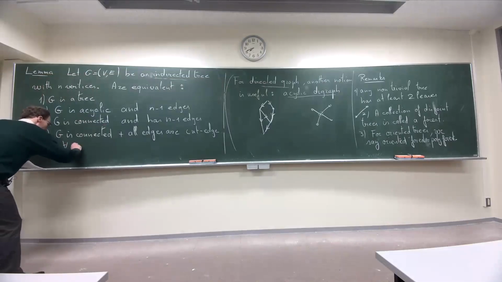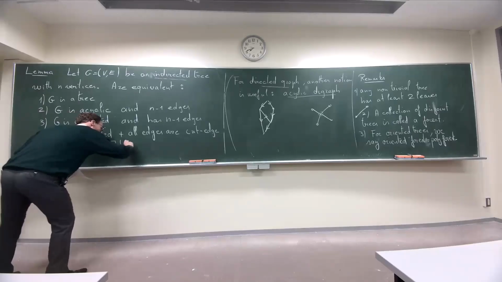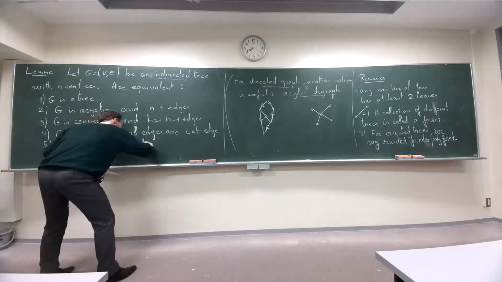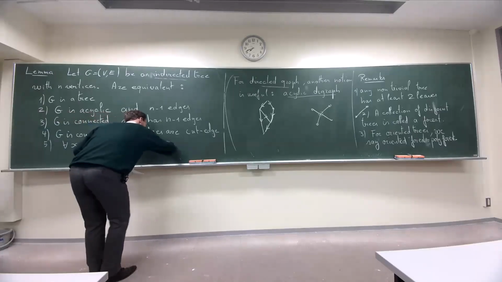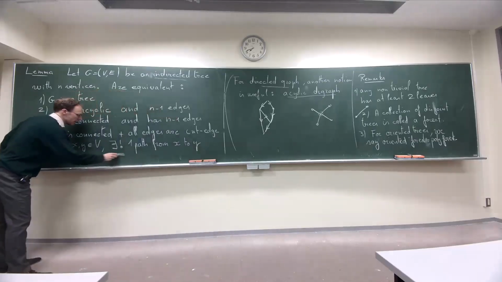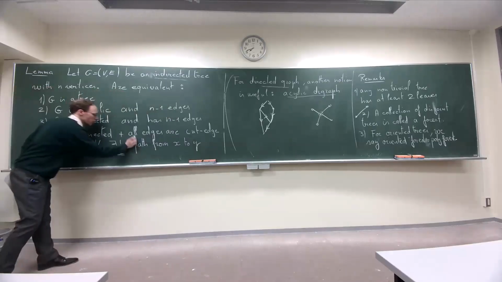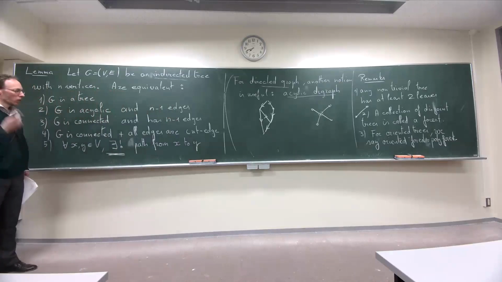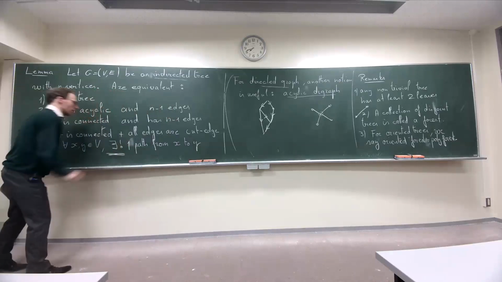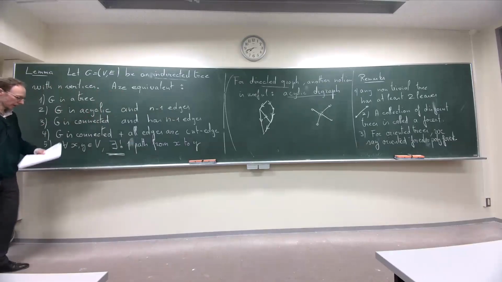Number 5: for any x, y inside V, there exists only one path from x to y. This sign means there exists only one, so I can remove this. There exists only one path between x and y. It's not oriented, so you can say from x to y or from y to x, or between x and y, the same.